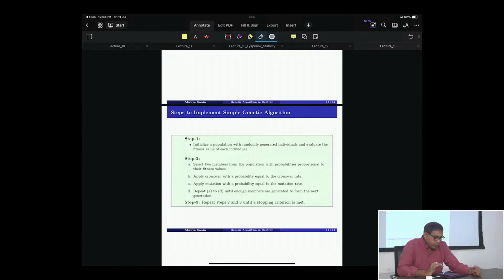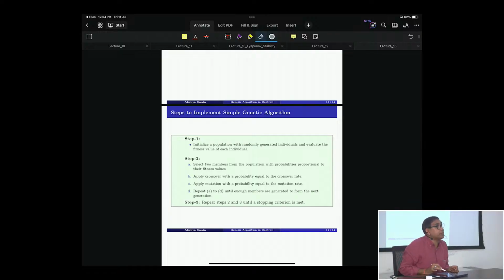Initialize a population with randomly generated individuals. This is the point where students get confused. They come to solve a control problem or a signal processing problem, and it says initialize a population with randomly generated individuals. What does that mean? It means generate a set of possible solutions, because we are interested in finding solutions. Each solution is an individual. The entire pool of solutions is a population.